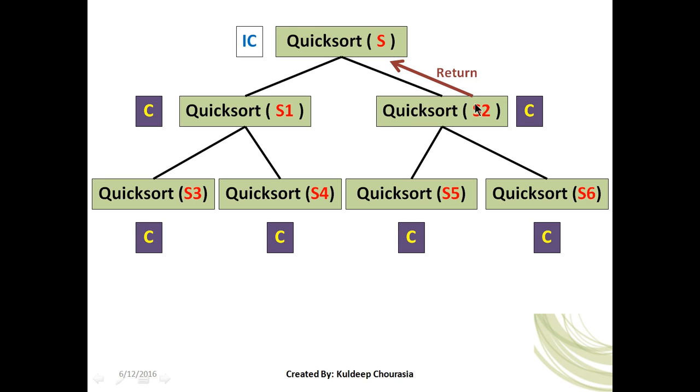So what I do, I return to the parent task, which is Quicksort S. Again you can see that I have completed Quicksort S1 and Quicksort S2. So my task Quicksort S is now complete. Again you see that I have marked this task Quicksort S as complete. So all my tasks are complete, and finally we will have the sorted array.